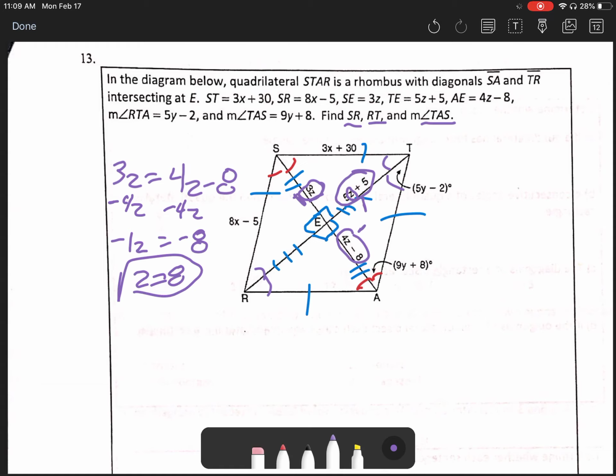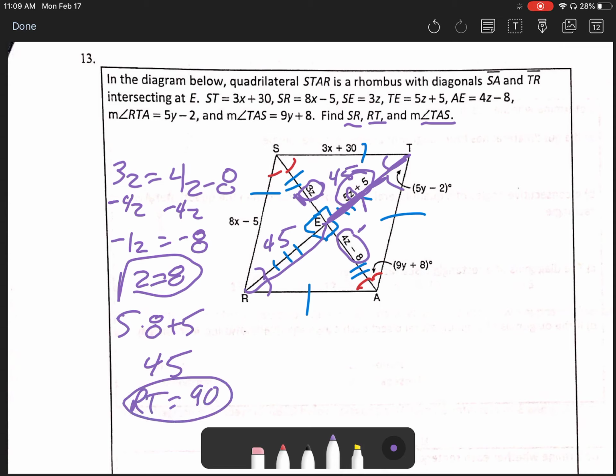And so Z was equal to 8. Once I knew Z was equal to 8, I can do 5 times 8 plus 5. That's going to be 45. That would be the length of ET. I want RT. Well, if this part is 45, then the other part also has to be 45. So the distance from R to T would have to be equal to 90 to start. Okay, so that's our first one.